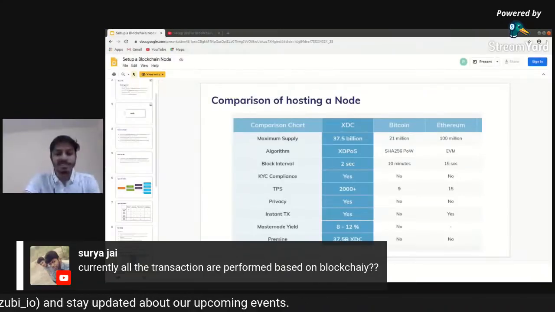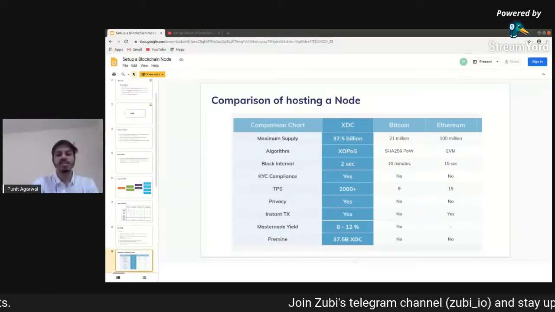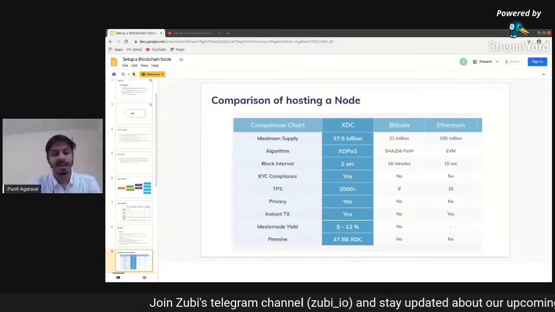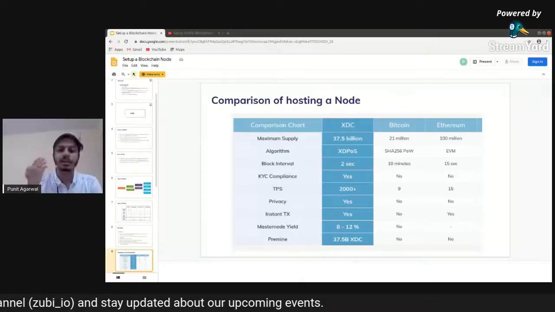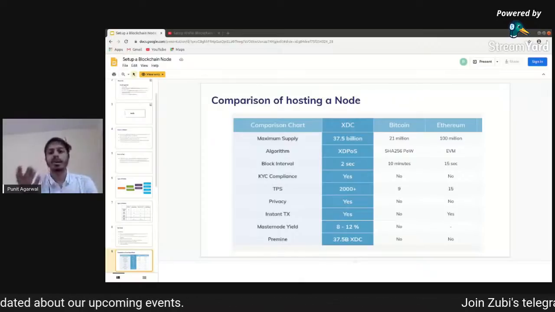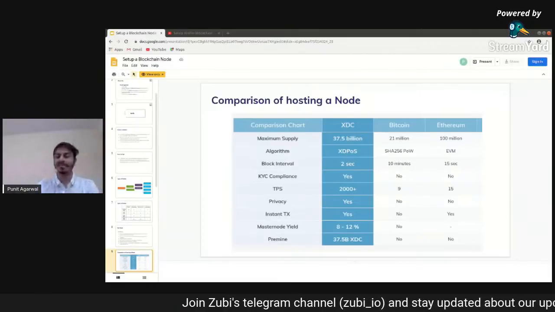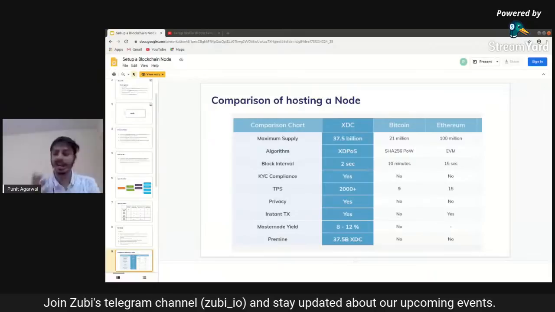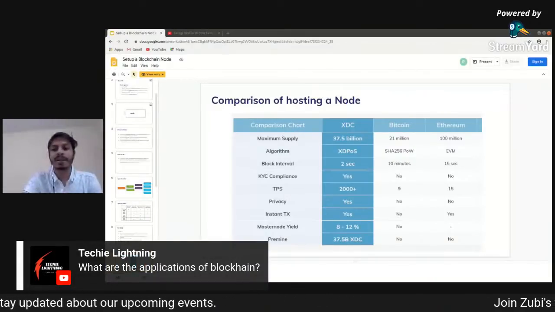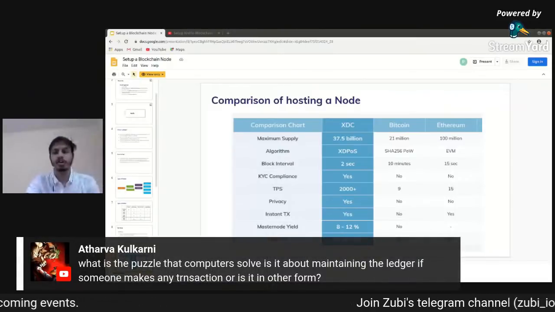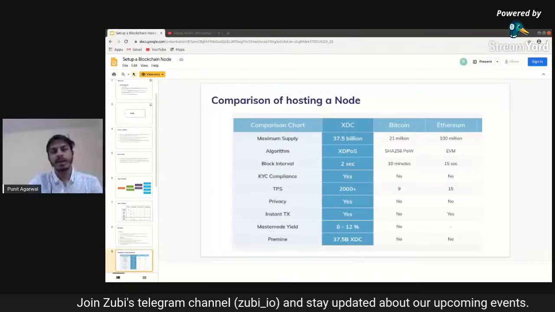Currently, all the transactions are performed based on blockchain. Sorry, Surya, I didn't get your question. The transactions are performed by individuals, like the same transactions that you perform in your bank accounts. If you want to send a particular amount of money from your account to someone else's account, that is a transaction, and anyone can do it. There's a question: what are the applications of blockchain? There are a lot of applications of blockchain. I would recommend you to just watch my previous webinars for the same.